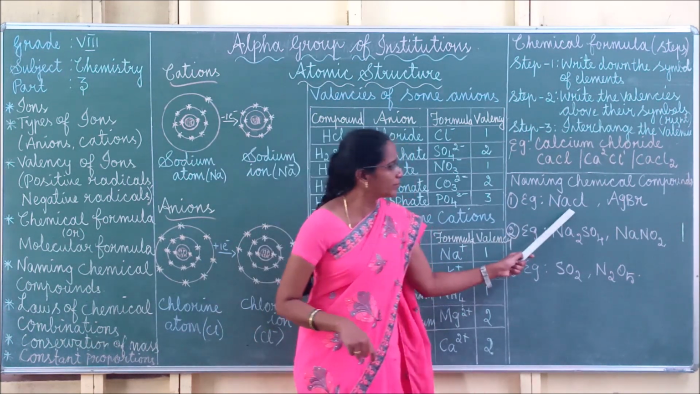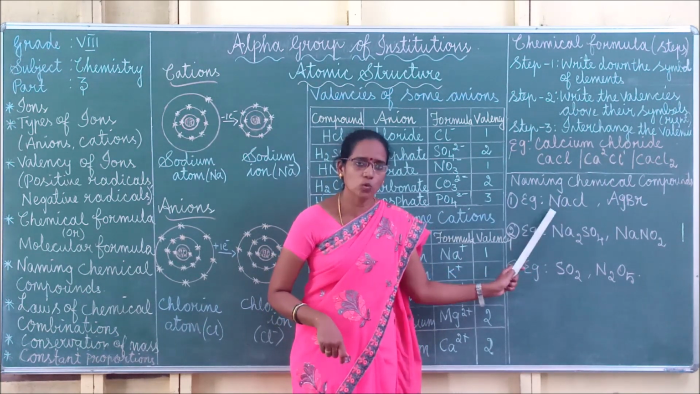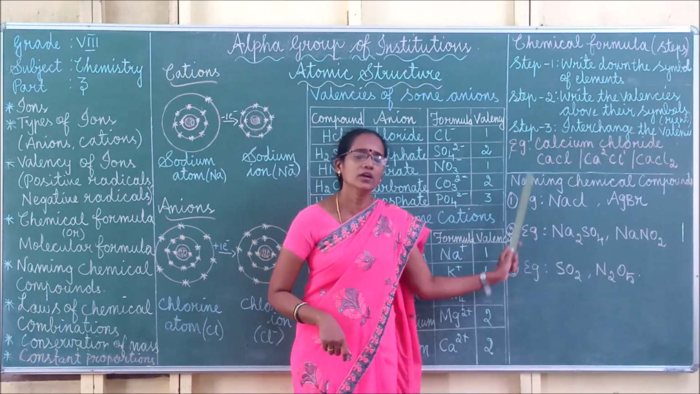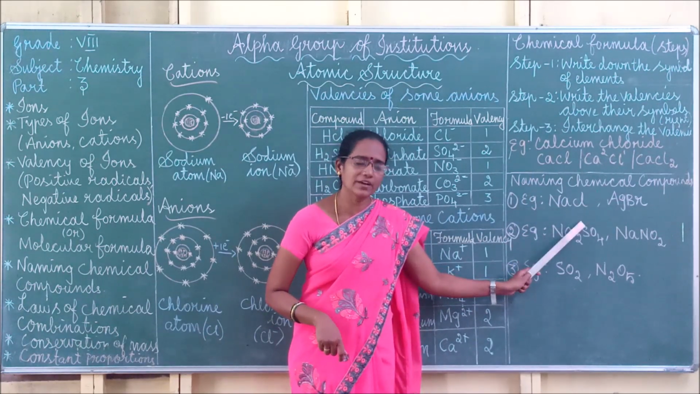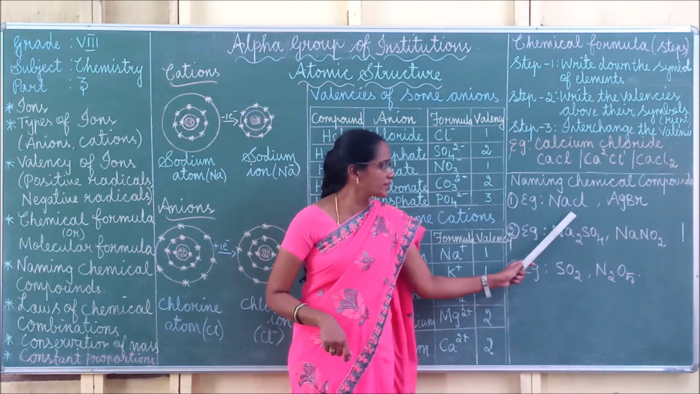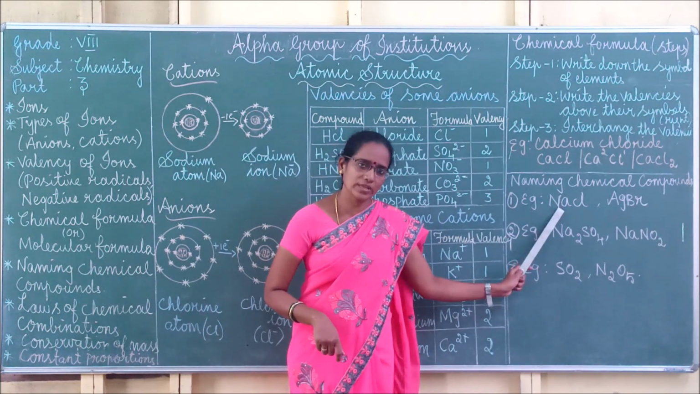Okay. So now name this chemical compound. What is this? NaCl is nothing but sodium chloride. Sodium is a metal, first we have to write it. Chlorine is a non-metal, second we have to write it. Next we have to add the suffix IDE. So the name of this chemical compound is sodium chloride.